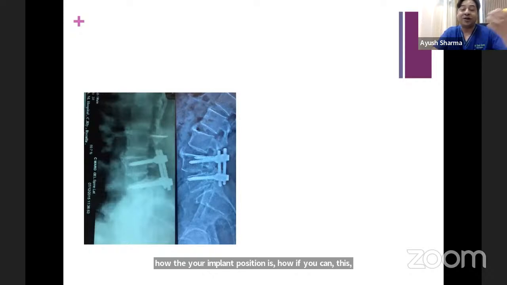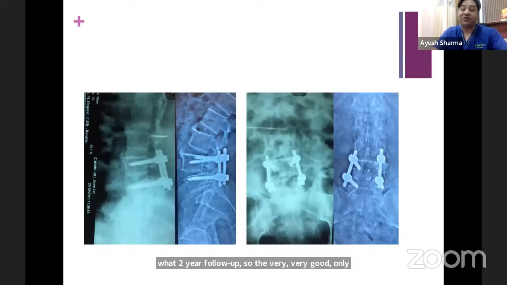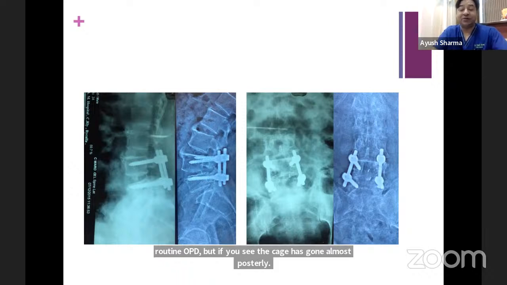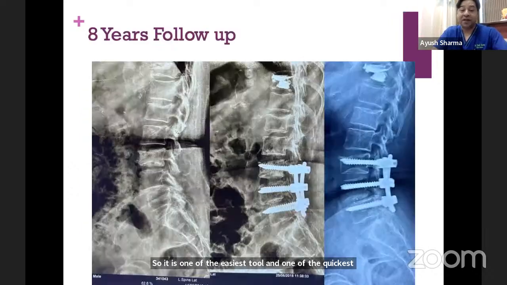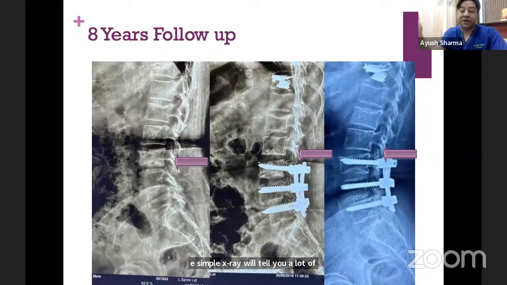Not only does it tell you about the good things you have done, it also shows you if anything has gone wrong. You can see this patient came after 6 years in a routine OPD, but the cage has gone almost posteriorly. So it is one of the easiest and quickest tools to pick up pathology. And if you look carefully, a simple X-ray will tell you a lot of things. This is an 8-year follow-up of the same patient, and if you look at the disc height, you can see there is ASD happening, and it tells you how the pathology is going, how the problem is advancing.